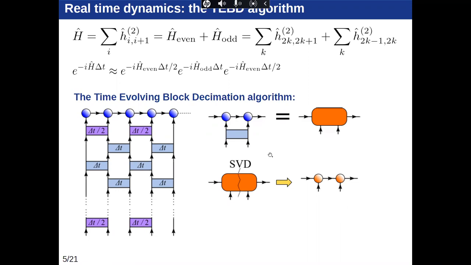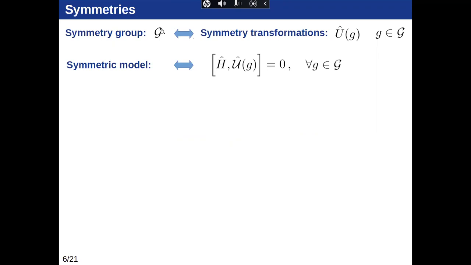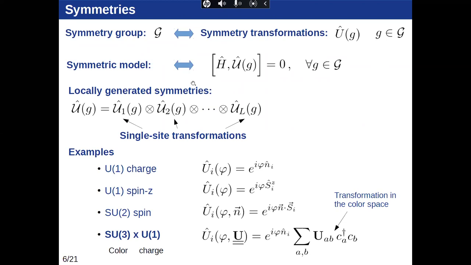And performing these steps consecutively, I get the time evolution of my state. Okay, so I will generalize this kind of algorithm, and this kind of ansatz, for non-Abelian symmetries. If I have a symmetry, then I have a symmetry group, and for each group element I have a unitary transformation. My model is symmetric if the Hamiltonian commutes with all these symmetry transformations. Now I will restrict myself to locally generated symmetries.